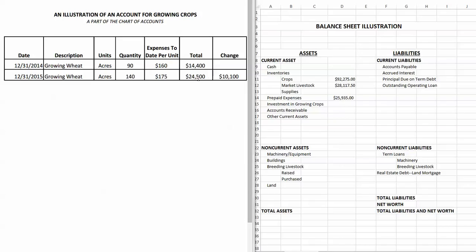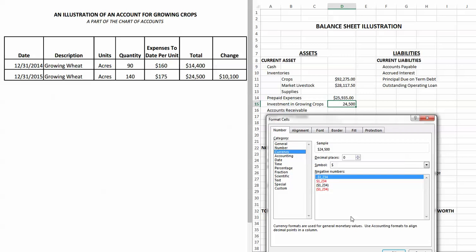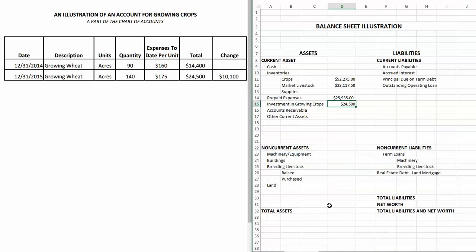Okay? That $24,500 is the estimated value of that growing crop as of the end of the fiscal year, and it would simply go right here in the balance sheet. So you would put that $24,500 right here in the investment in growing crops, and it would be linked right back to the chart of accounts, just like each of the other entries that we've shown you related to assets.